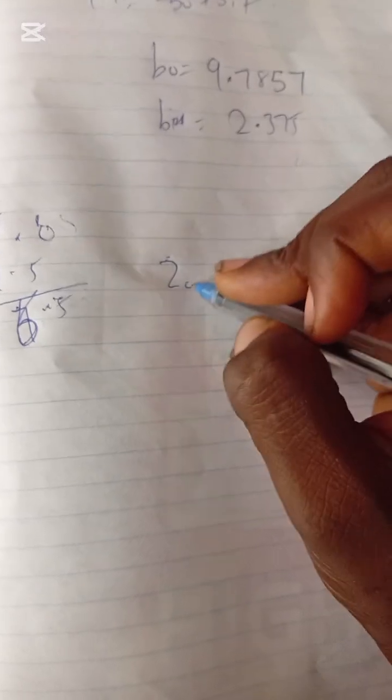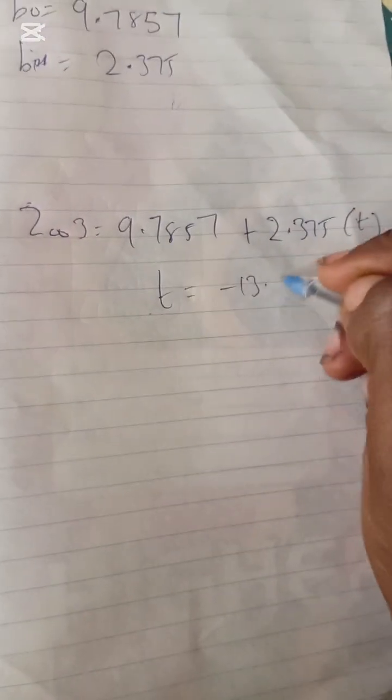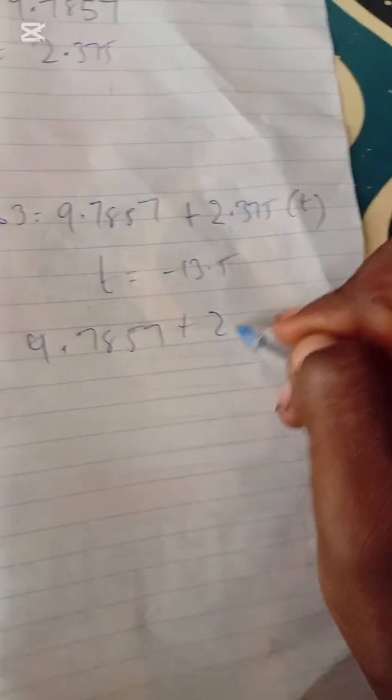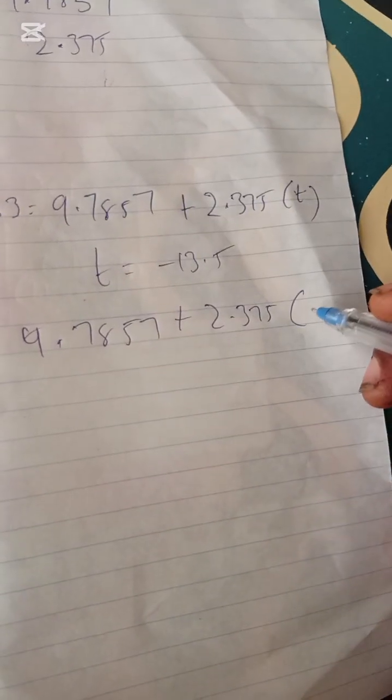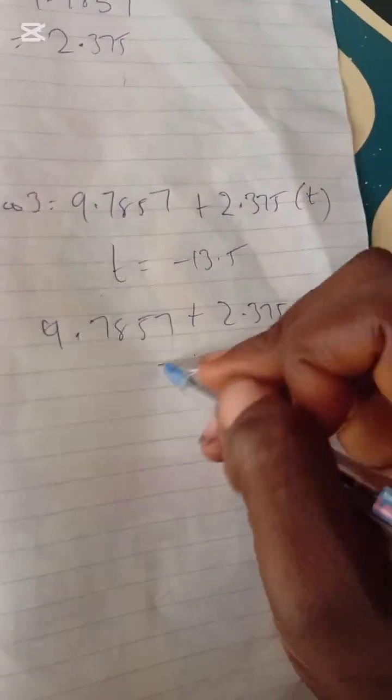So which means to get that trend value for each of them, let's say for 2003, it will become 9.7857 plus 2.375 times t. It depends, because for 2003 t is 13.5, so you multiply it that way. 9.7857 plus 2.375 times 13.5, then you do your multiplication, you do your addition, whatever answer you get, you put it here, because this was 2003.